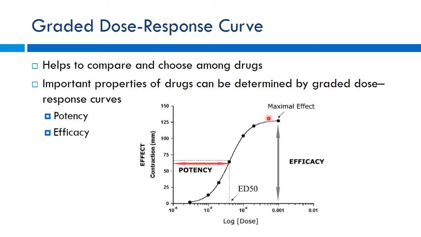You're going to see that the maximal effect here, as high as the curve goes, is going to be determining the efficacy of the drug. So if I have something that had a lower maximum effect, I know that drug would be less efficacious than one that had a higher curve.